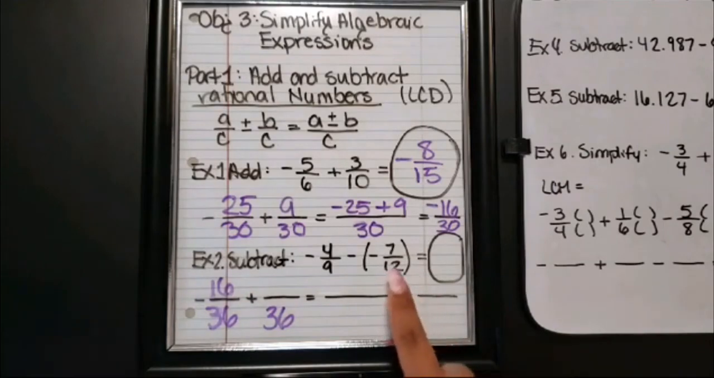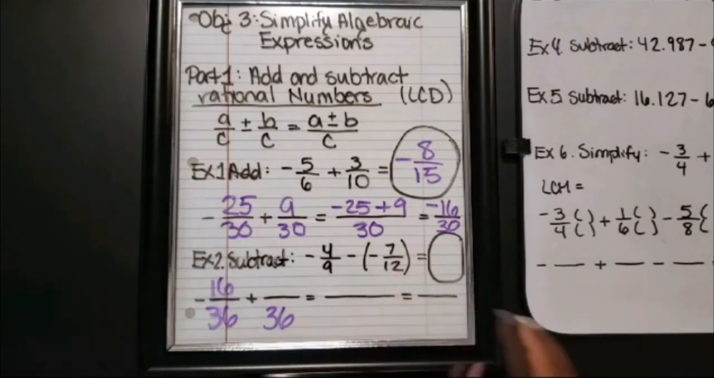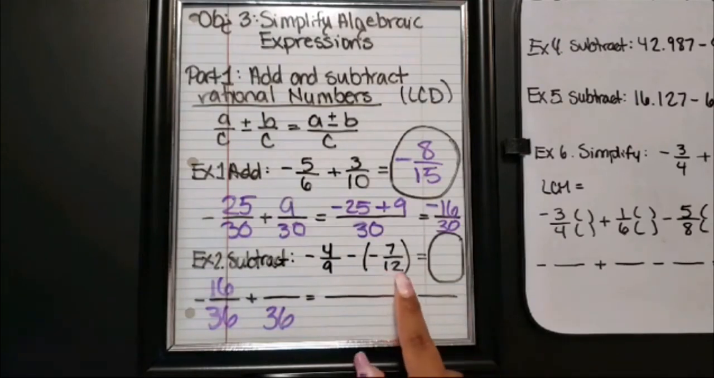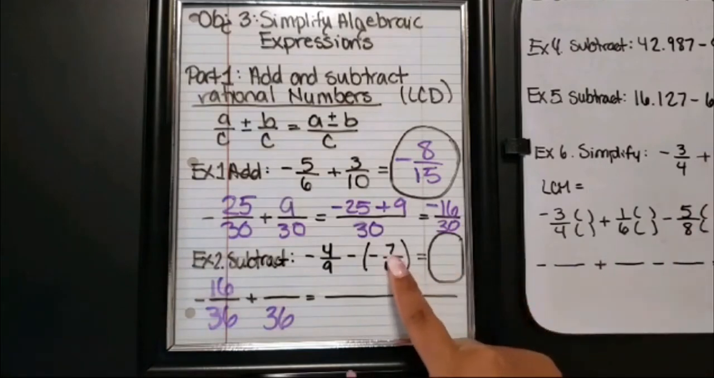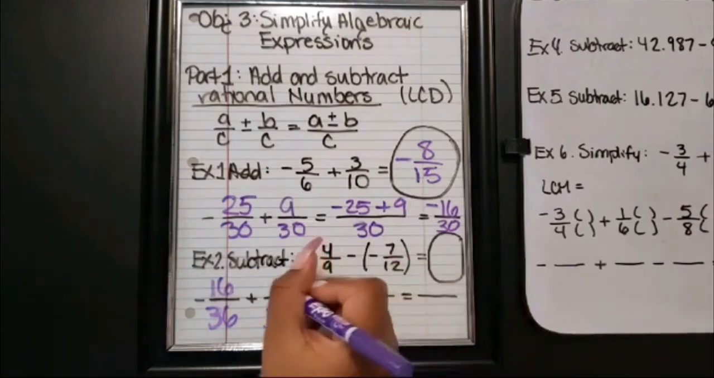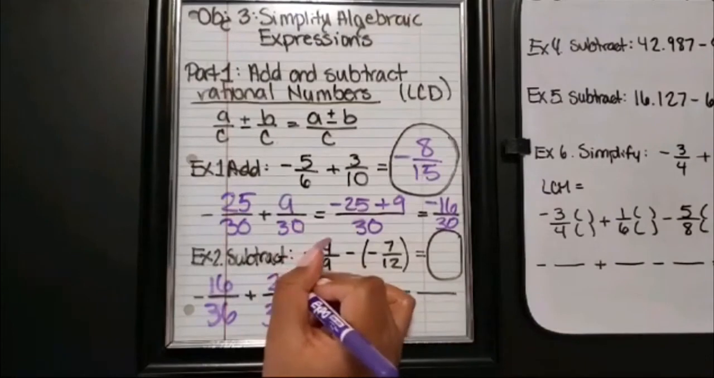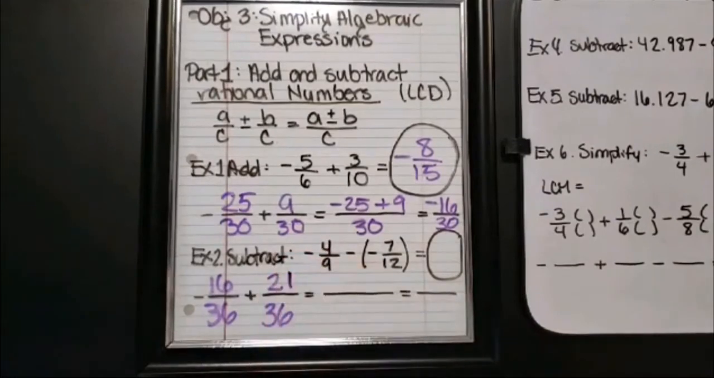So now to go from 12 to 36, we have to multiply by 3. So we can't just multiply the bottom by 3 and just drop a 7 up there, because that will be absolutely incorrect. So we have to multiply the 7 times 3, and we get 21.